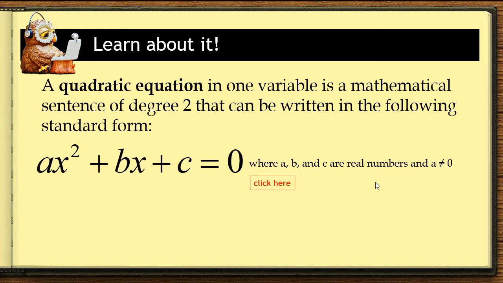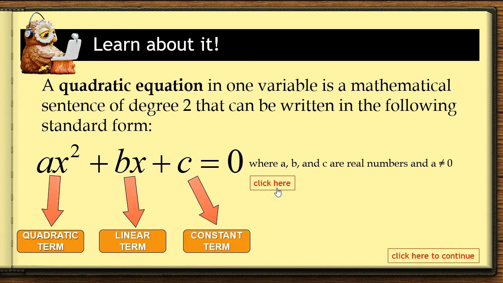Let us continue our discussion about quadratic equations. We have learned that the standard form of a quadratic equation is ax squared plus bx plus c equals 0. Now, a quadratic equation is also divided into 3 parts: the quadratic term, the linear term, and the constant term. The quadratic term is represented by ax squared, the linear term is bx, while the constant term is c. So let's learn more about these 3 parts.